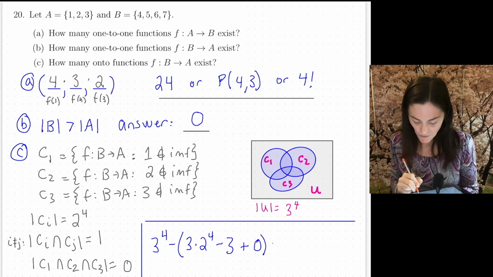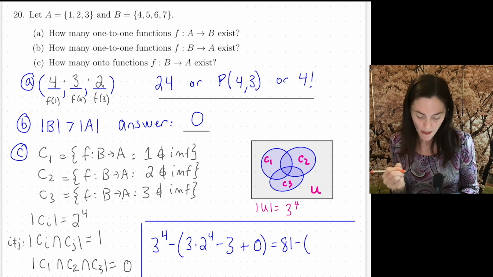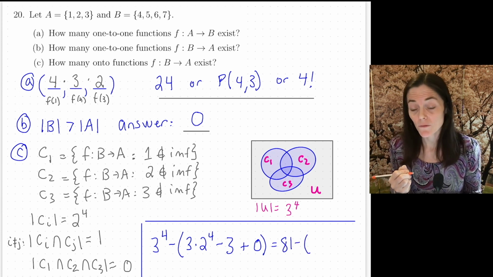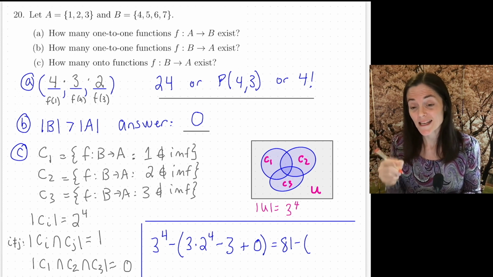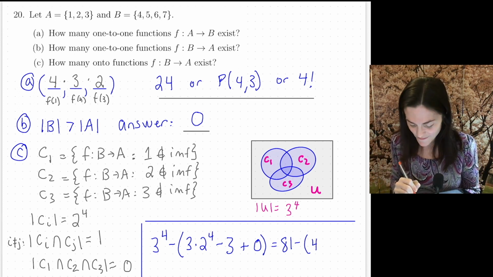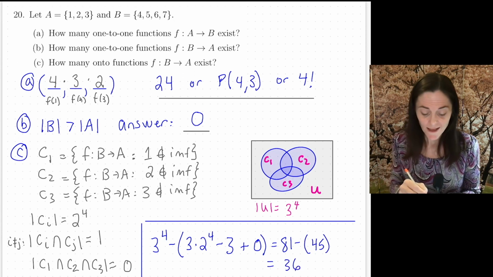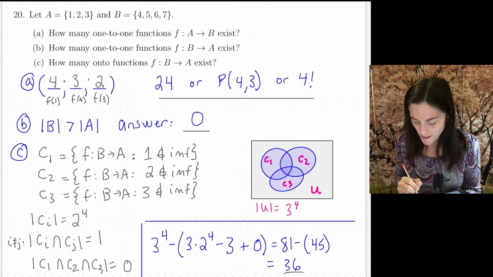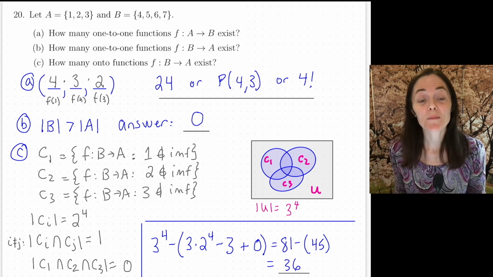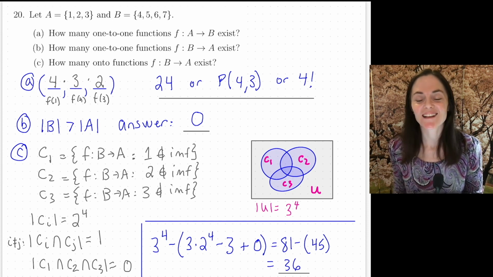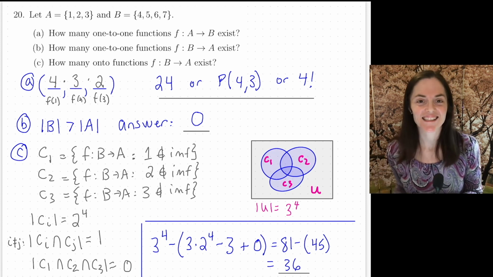And finally, we can do this. This is 81, minus 3 times 16, plus 3 times 1. This is 45. Altogether, we get 36. So this is the number of onto functions from B to A, and it used inclusion-exclusion for 3 sets.